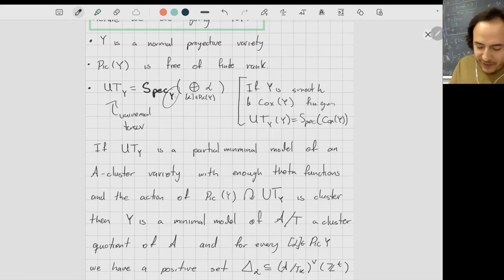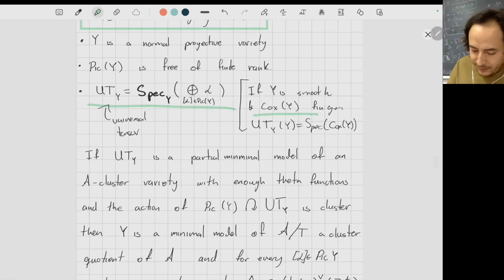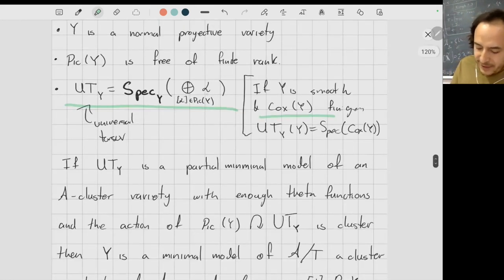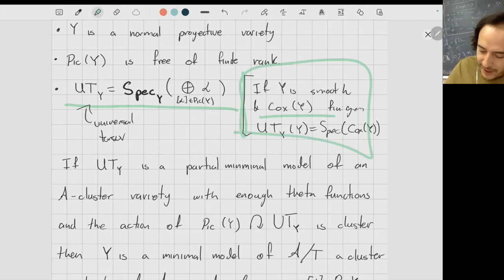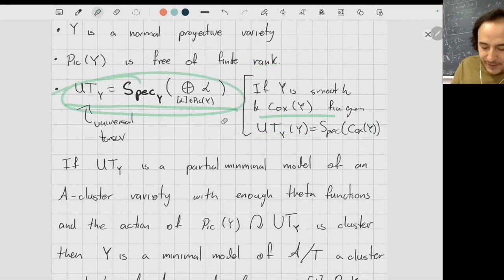So maybe this is a little bit too abstract for some people. Maybe if Y is just smooth, like the Grassmannian, the Cox ring is going to be the ring of all the line bundles on Y, and if it's finitely generated, the universal torsor is just going to be a spec of this Cox ring. Okay, so if you like to stay here, it's fine. Intuitively, this space knows about all the line bundles of Y. In other words, it knows about all the embeddings of Y into projective spaces.